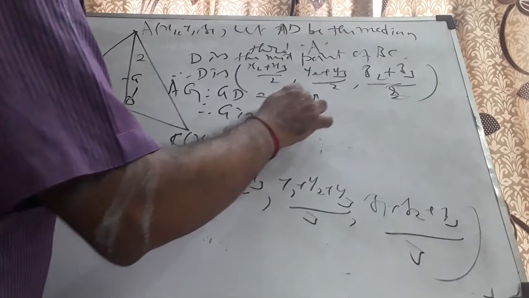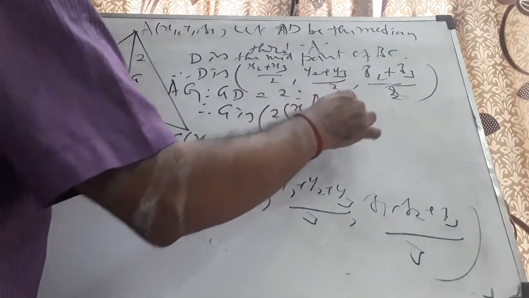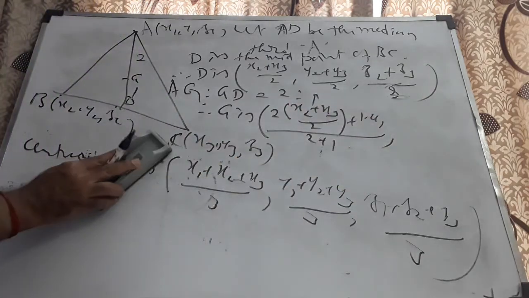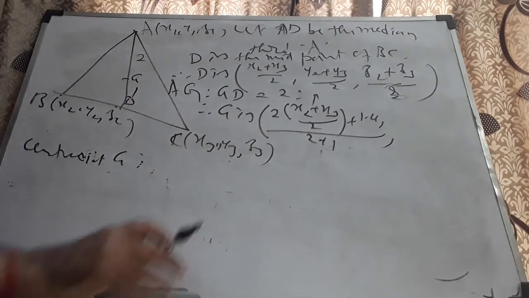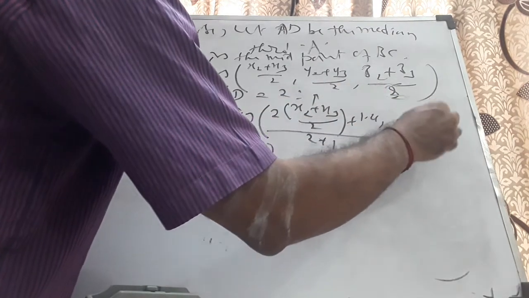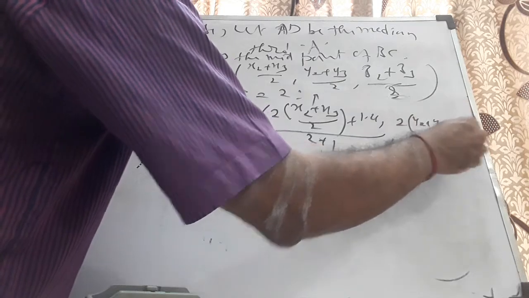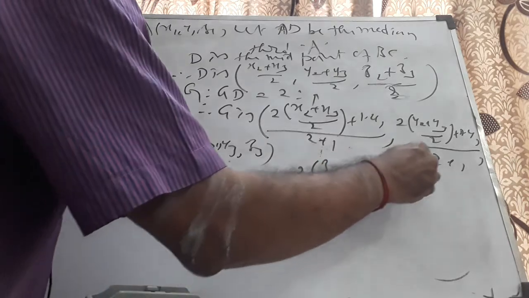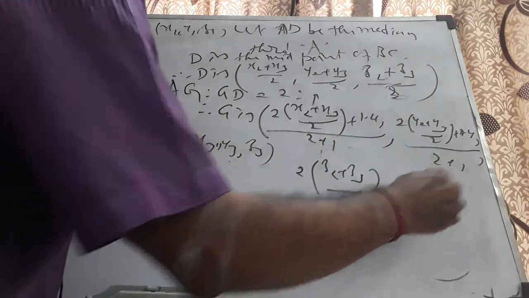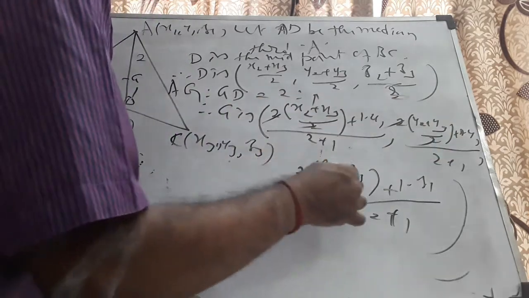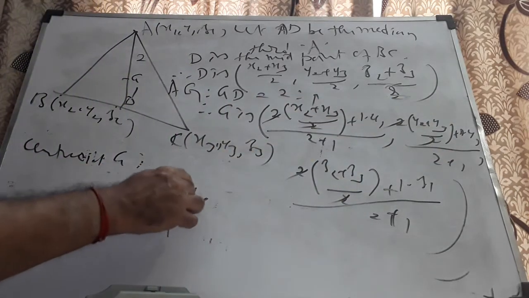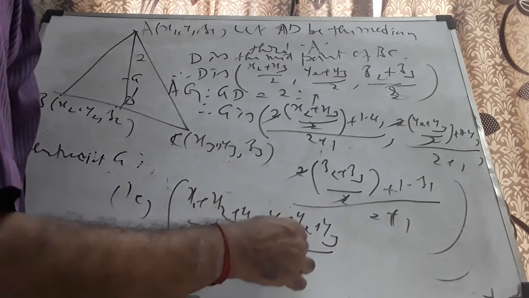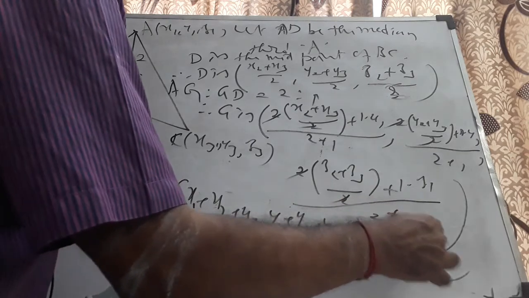Using the section formula, this is (2 into (x2 + x3)/2 plus 1 into x1) divided by 2 + 1. Similarly for y, it will be (2 into (y2 + y3)/2 plus 1 into y1) divided by 2 + 1, and for z, (2 into (z2 + z3)/2 plus 1 into z1) divided by 2 + 1. Here the 2 gets cancelled in every case. Therefore this becomes automatically ((x1 + x2 + x3)/3, (y1 + y2 + y3)/3, (z1 + z2 + z3)/3).